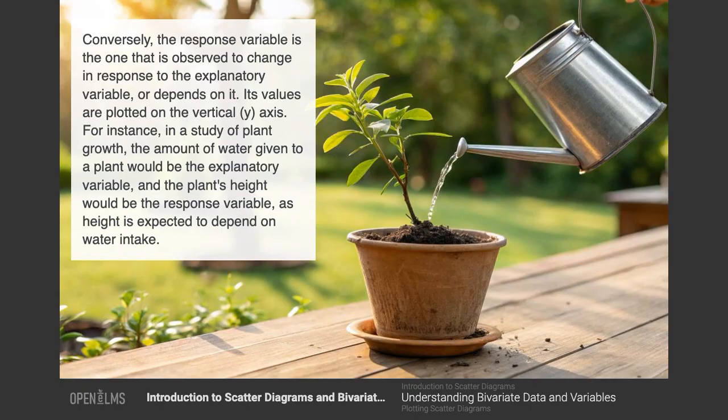Conversely, the response variable is the one that is observed to change in response to the explanatory variable, or depends on it. Its values are plotted on the vertical y-axis. For instance, in a study of plant growth, the amount of water given to a plant would be the explanatory variable, and the plant's height would be the response variable, as height is expected to depend on water intake.